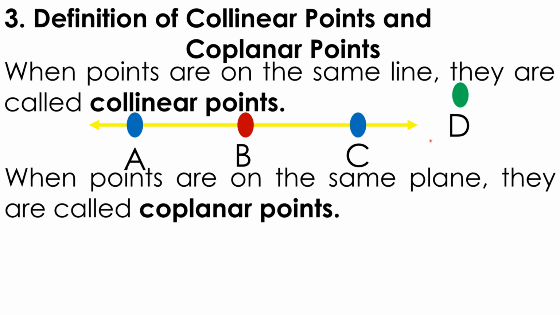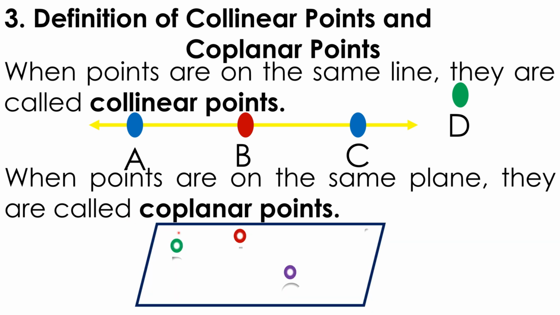Now let's proceed to coplanar. When points are on the same plane, they are called coplanar points. Notice that points B, I, G are on the same plane B. Hence, they are said to be coplanar.